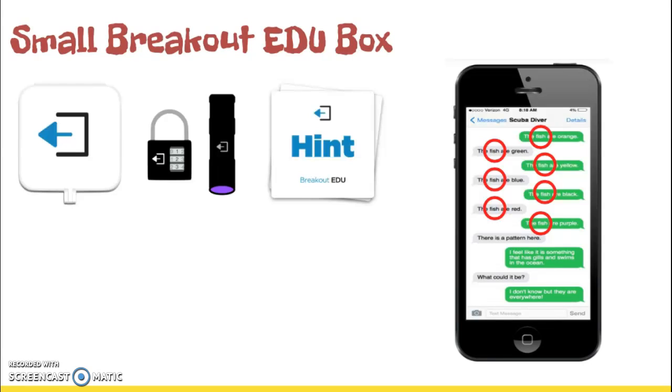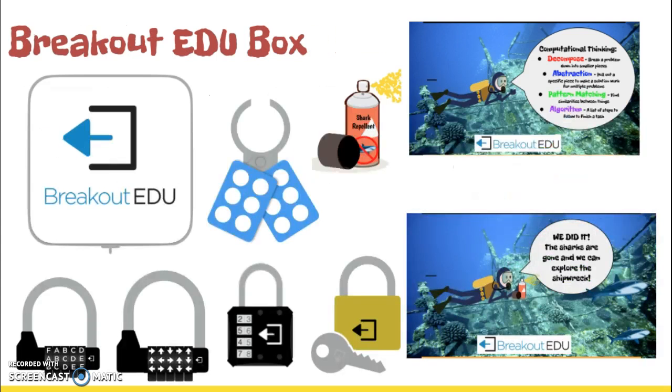Inside the small breakout box, you will put the UV flashlight, the 2 hint cards, and the abstraction puzzle that has the word fish circled with the invisible ink pen. Put the 3-digit lock on the small breakout box.